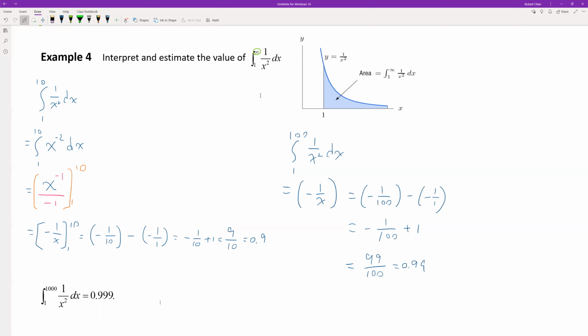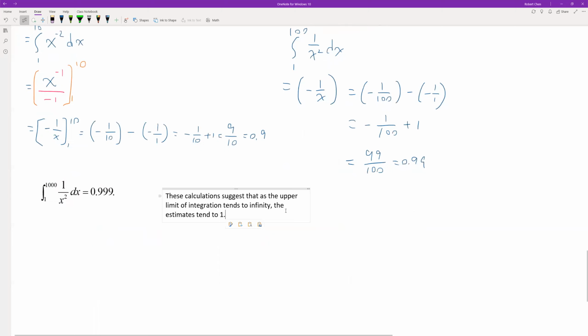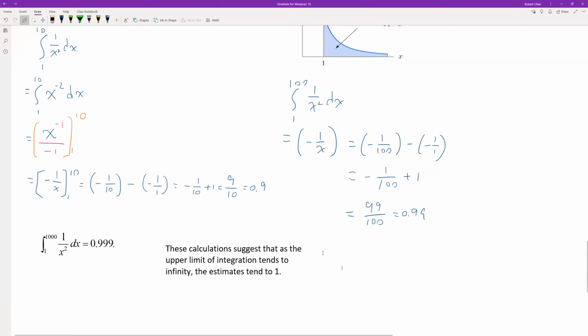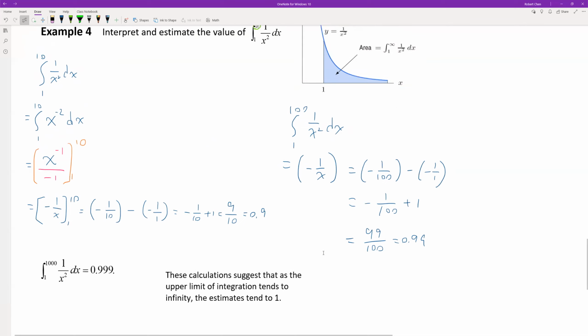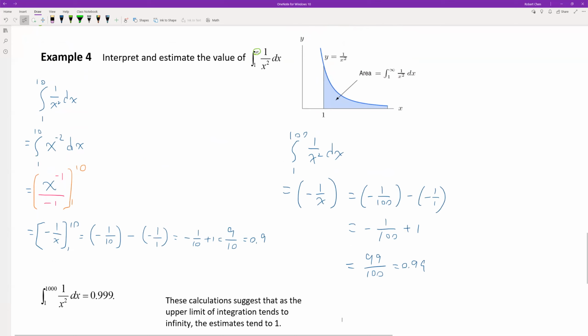Now, since we're just estimating, we can say that these calculations suggest that as the upper limit of the integration tends to infinity, the estimate tends to 1. The larger upper bound we take, the closer the value is going to get to 1. And we're not going to go into details on how exactly we can show that this improper integral actually goes to 1. If you're interested in that, that will be taught in the regular calculus class, and we're not going to go into too much detail here.